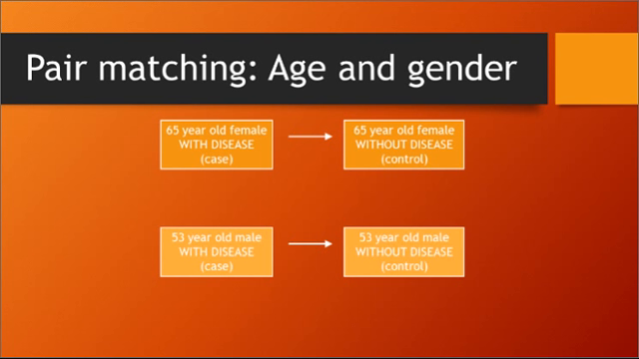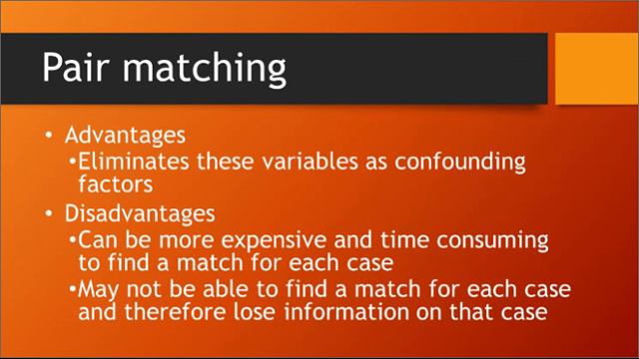This can be really challenging, and so we might not be able to find controls to match all of the cases, which can be problematic because then we can't use all of the cases that we have. So with pair matching, again, we're eliminating different variables as confounding factors, but it's really expensive and time-consuming to find a perfect match for each case. And sometimes we might not find a match, and we lose that information from that case.